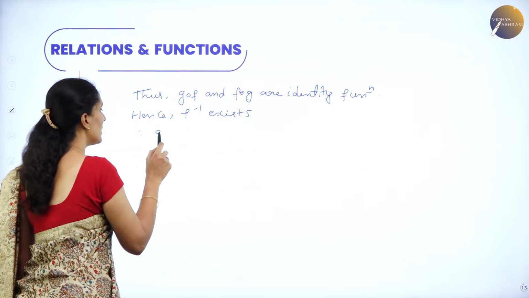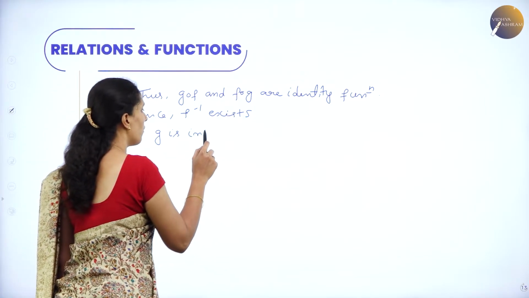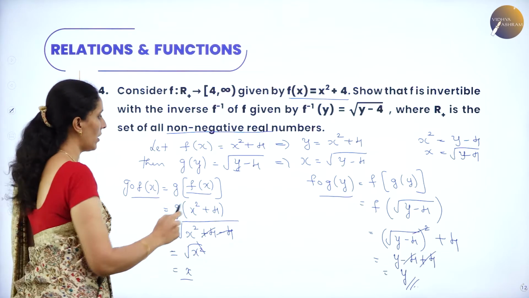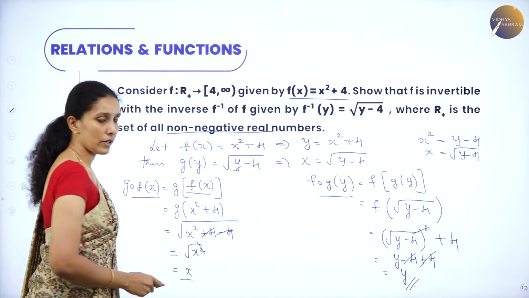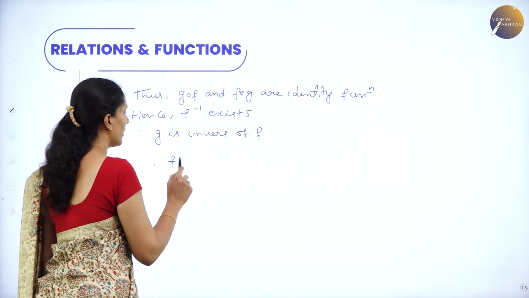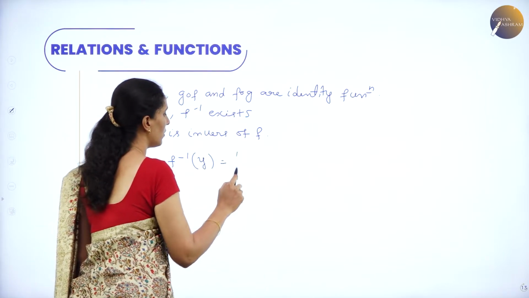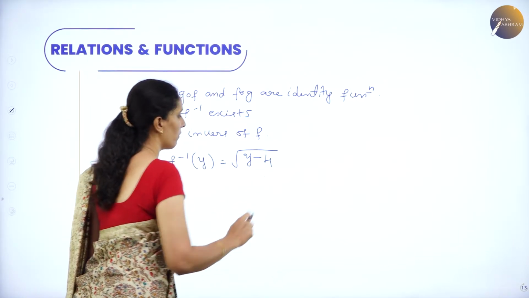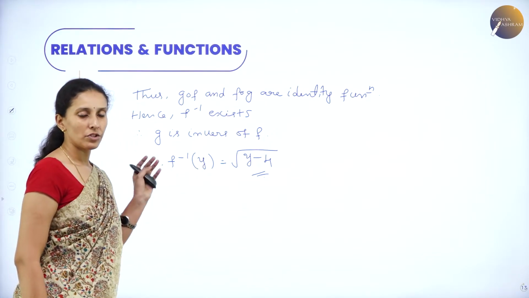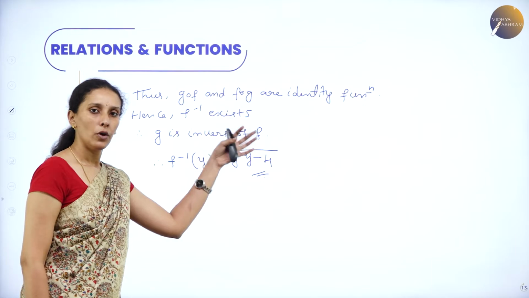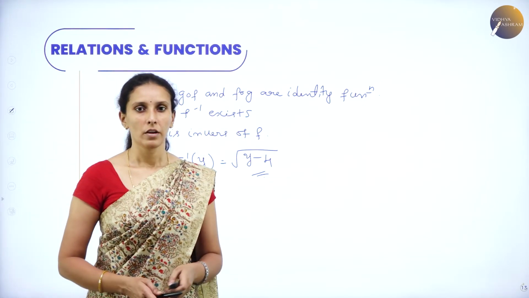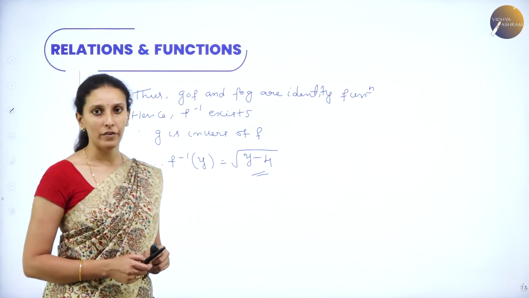So therefore g is the inverse of f. So how is g defined now? g is defined in the form of root y minus 4. Thus we can simply write, therefore f inverse of y is equal to root y minus 4. So you can also replace y by x, which is one and the same. f inverse of y is root y minus 4, or f inverse of x is equal to root x minus 4. So this is the inverse of the given function.